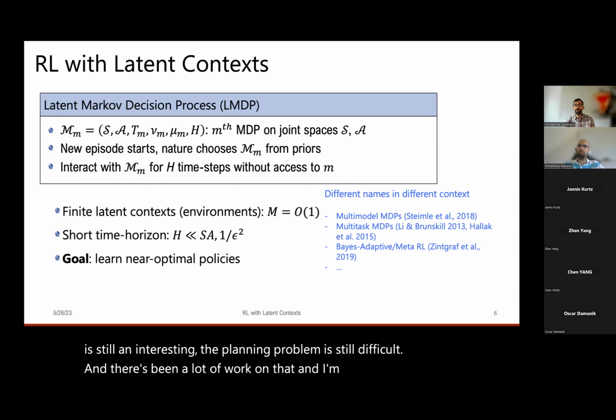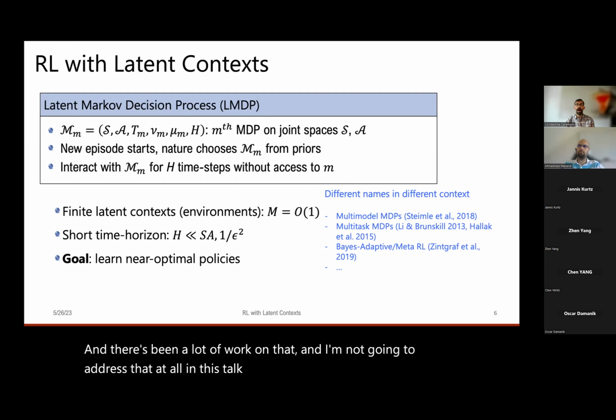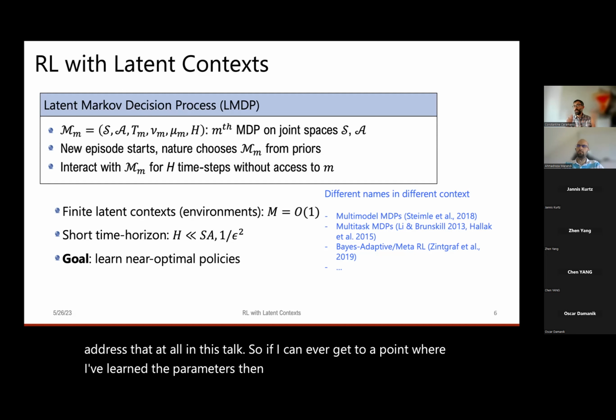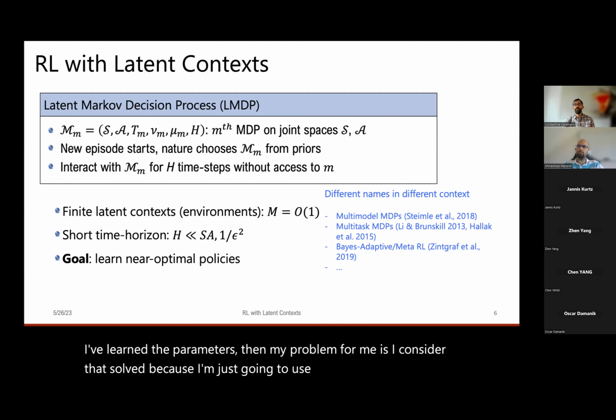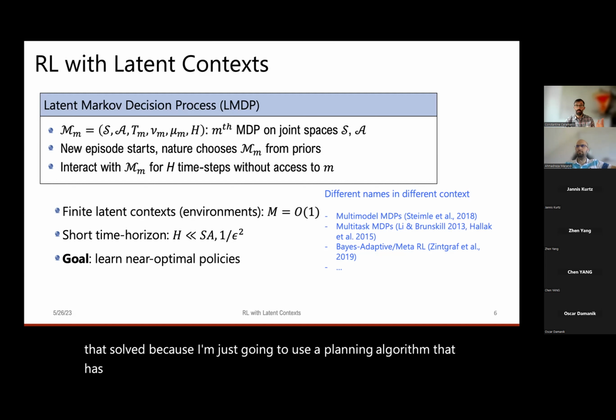And I'm not going to address that at all in this talk. So if I can ever get to a point where I've learned the parameters, then I consider my problem solved, because I'm just going to use a planning algorithm that is already available. So I'm interested in the setting where we haven't been able to estimate those parameters, and, as later in the talk, a setting where we just cannot estimate the parameters.